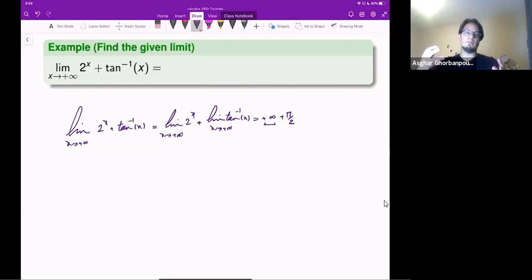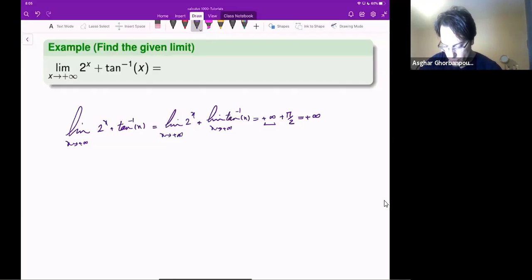Here I'm showing it by plus infinity, a number which grows larger and larger. So it's not just a number, it is a trend, it is growing. Plus just a constant, it will still grow up to plus infinity.